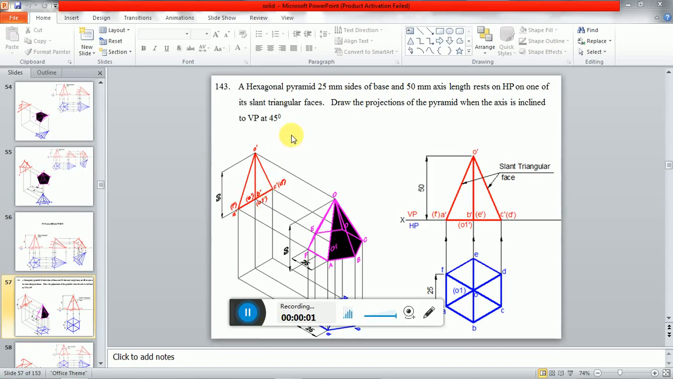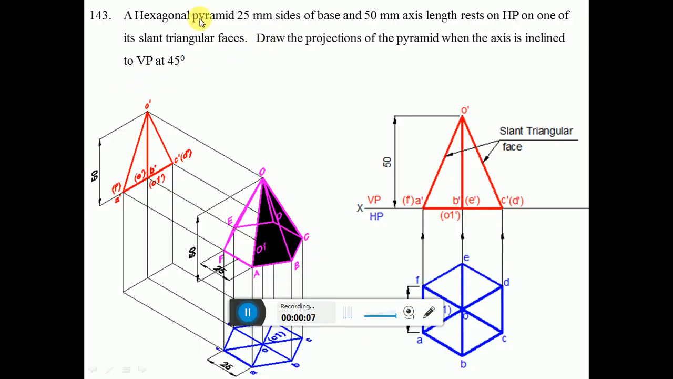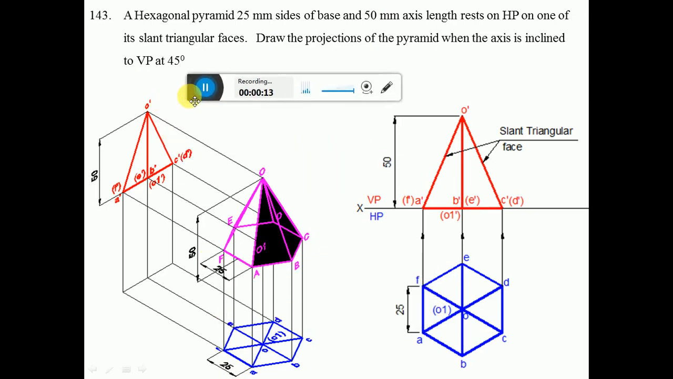A hexagonal pyramid of 25 mm sides of base and 50 mm axis length rests on HP on one of its slant triangular faces. Draw the projections of the pyramid when the axis is inclined to VP at 45 degrees.